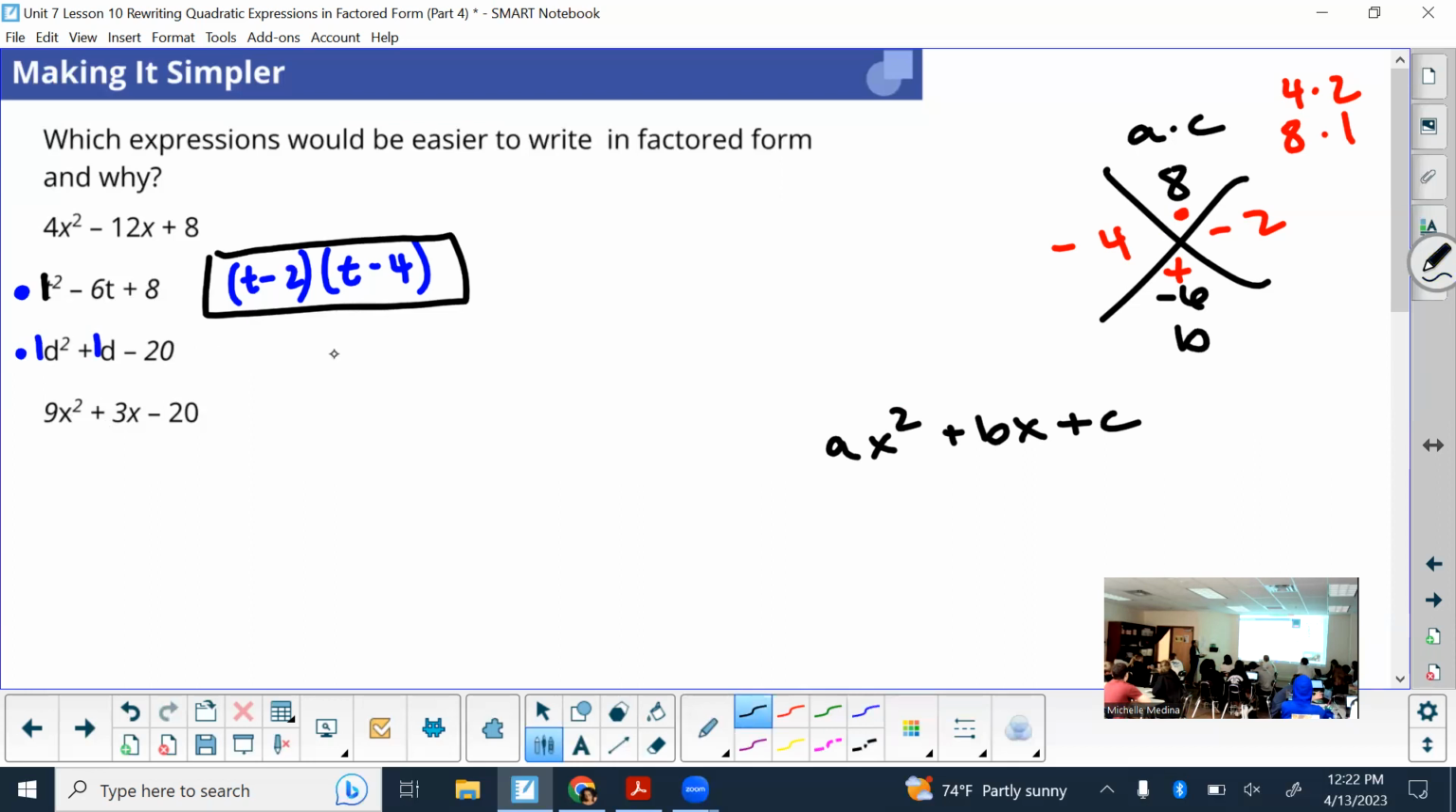So this one, when we factor it, A times C on the top, B on the bottom. Table 5, what's going to be my A times C for this one that we're looking at? Negative 20. And 1 times negative 20 is my A times C. Table 6. What's my B?